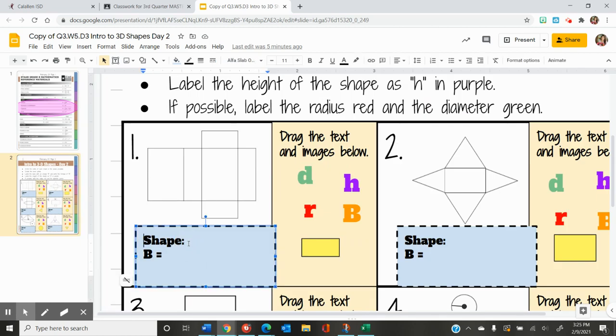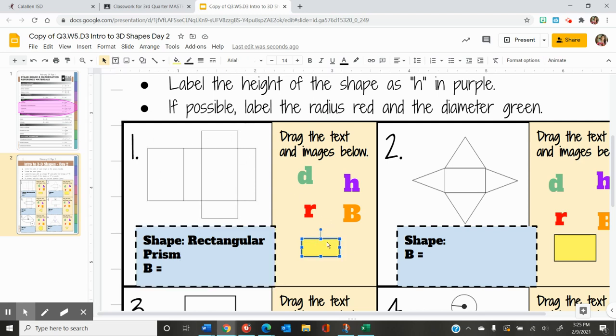Looking at number 1, the shape that this net creates is a rectangular prism. What a net is, if you take your 3D shape and you unfold it, you unwind all of the sides, this is what your shape will look like. Our base is going to be right here. You can tell that this is your base because if it's a prism, it's going to be the flaps that are going off of your net. If it's a pyramid, it's going to be another thing, and I will explain that when we get there. But like I said, this is going to be your B, our base.